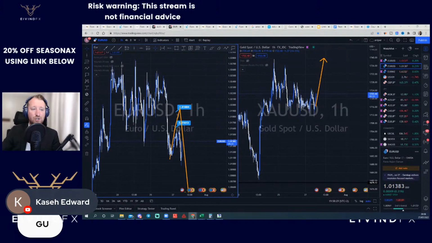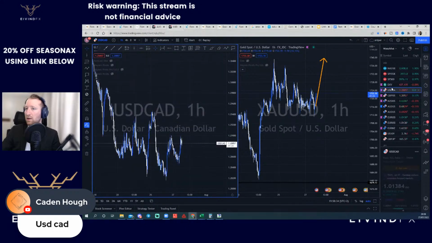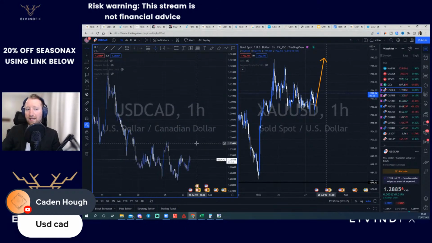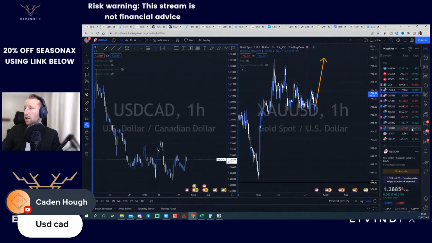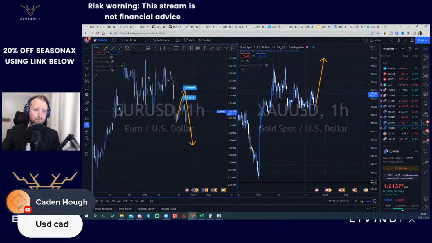Edward says GU. Caden says USD CAD. I've actually been looking at it for quite some time. Just going to look at that for a minute. Okay, we're still in a range. Nothing in particular there. I'll go back to Euro. Euro, thank you. Shaw says gold.